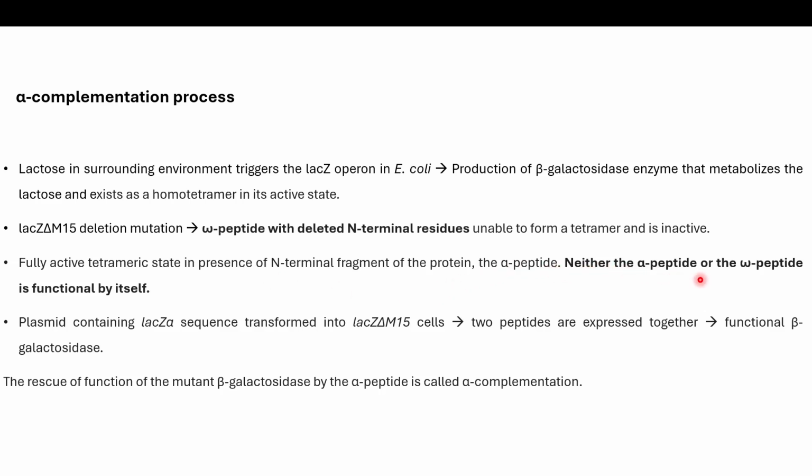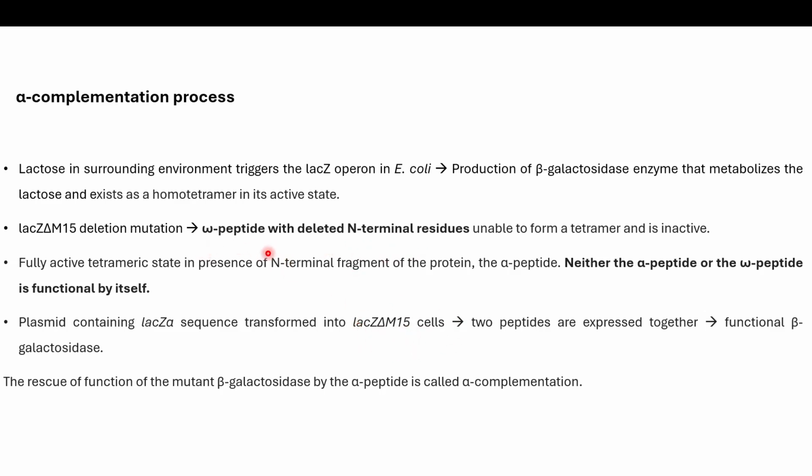So neither the alpha peptide nor the omega peptide is functional by itself. Only when the alpha peptide and omega peptide come together can a fully functional beta galactosidase activity be there. Okay. A plasmid containing the LacZ alpha sequence, which codes for the alpha peptide, is transformed into M15 cells, which actually contain the deletion at the N-terminal region.